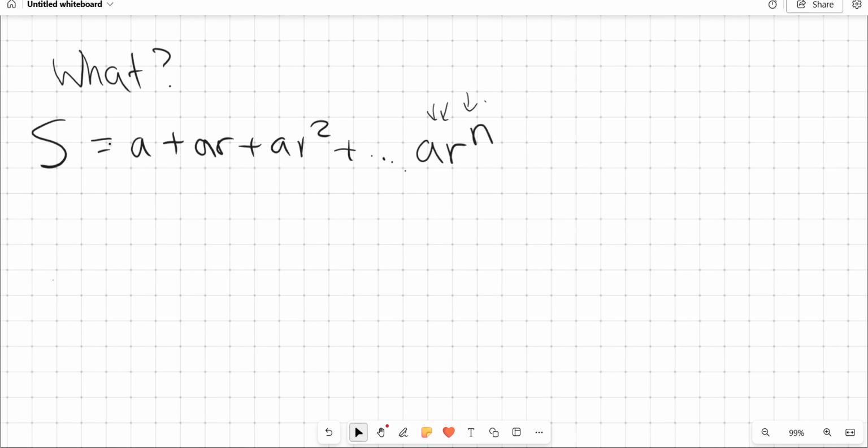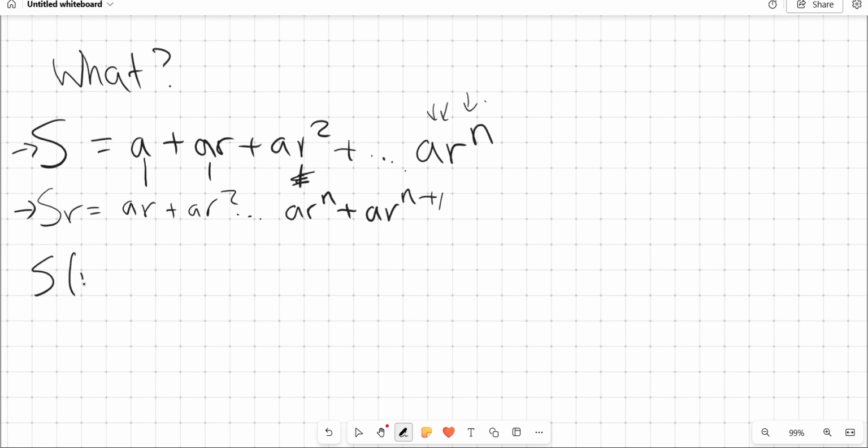First, since this is S, we can say that S times r is equal to ar plus ar squared all the way up to ar to the n plus ar to the n plus 1, since what we're doing is multiplying each term by r. Okay. So now we can subtract S from S times r to get S times (r minus 1) equals, all these guys cancel out. Everything in the middle cancels out with everything in the middle here. So what we get is just ar to the n plus 1 minus a.